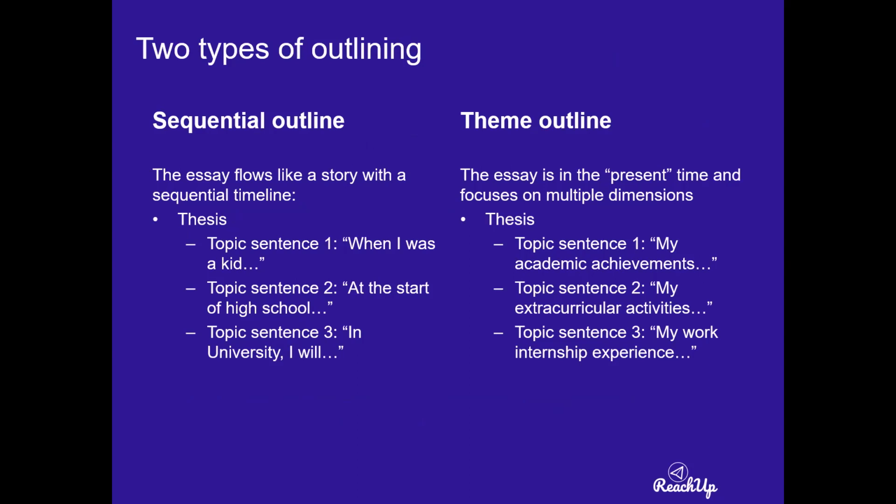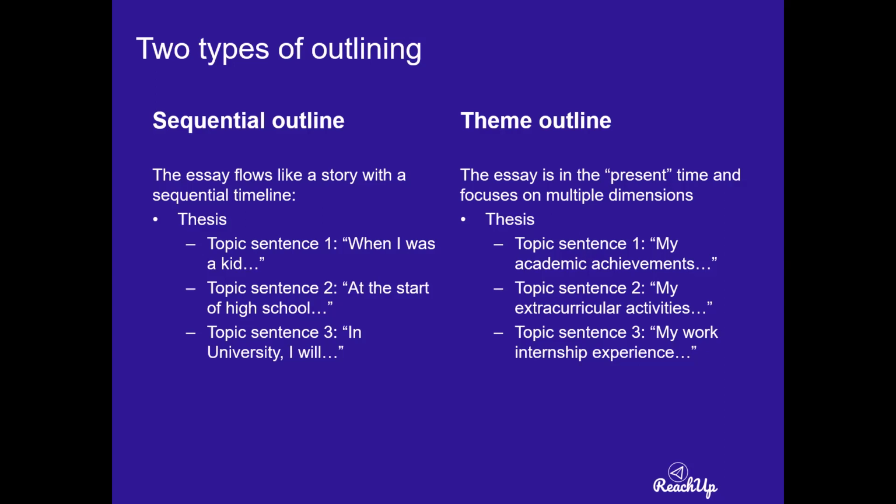You state your main argument, your thesis, then your first topic sentence and first paragraph might relate to something you experienced as a kid. The second topic sentence and body paragraph would be about, for example, your time in high school. And your third topic sentence and supporting paragraph would be maybe something around what you want to do in university as a result. So it's kind of walking the reader through a journey of something that you've experienced or developed.